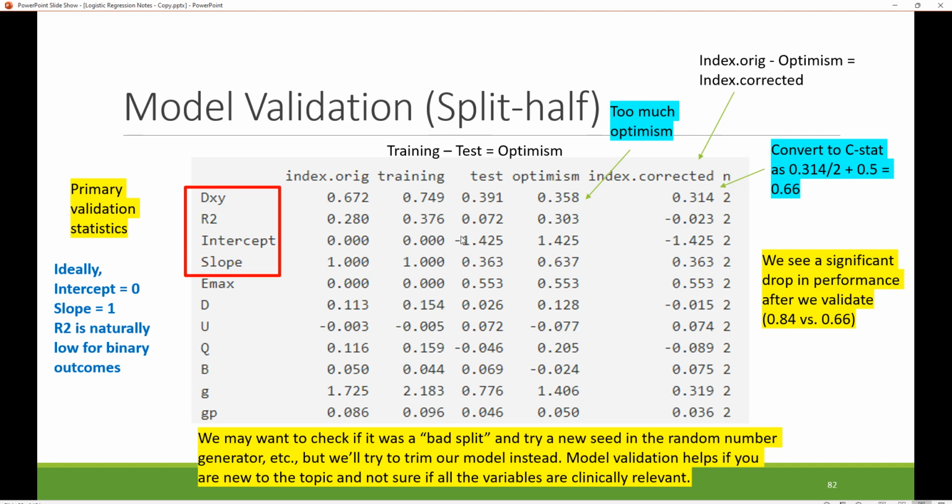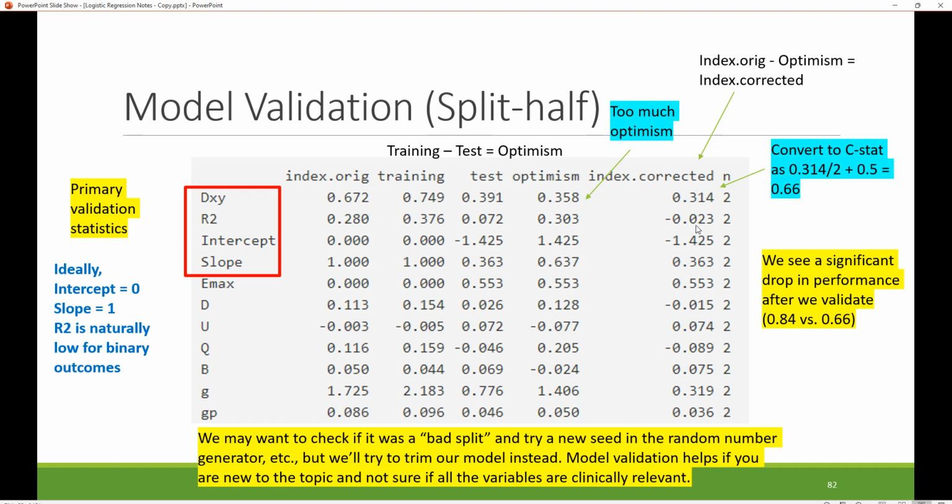And what I get from the RMS package is that the difference between the two would indicate optimism. That optimism is subtracted from the index.orig, and what you're left with, the index corrected, is the bias corrected validation, and that would represent what your model performance really is.